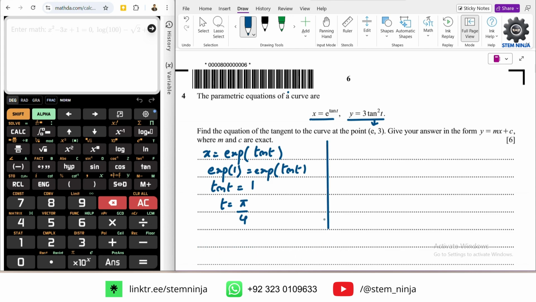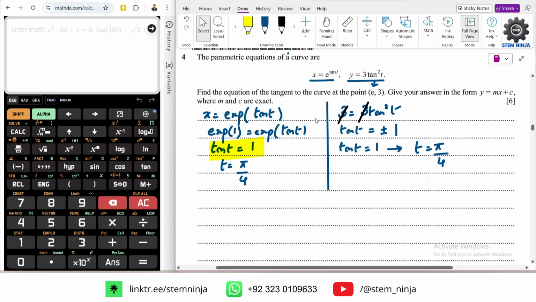The other one, you have 3 equals to 3 tan squared t. We can cancel out 3 and 3. However, this would mean that tan of t is plus or minus 1 when you take the square root. So we are only looking for positive 1, right? So therefore tan t equals to 1 corresponds to t is equal to pi by 4.